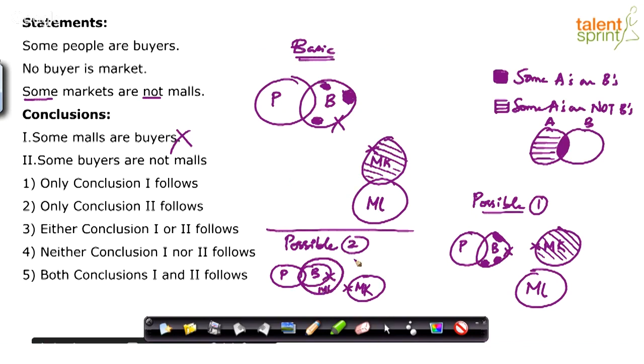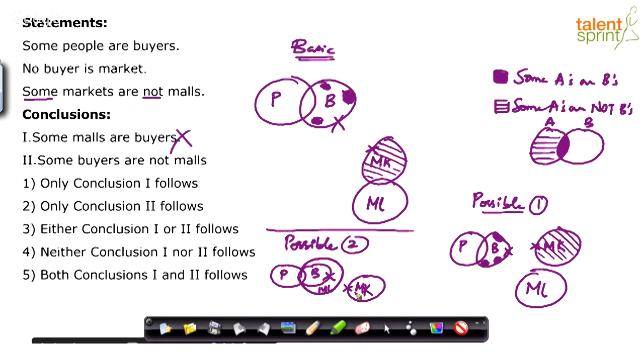See, the point is, what did we do in possible diagram 1? We have not overlapped malls with markets. And we have understood that "some markets are not malls" is satisfied here. Yes or no? In possible diagram 1, when you do not overlap markets and malls, you find that yes, some markets are not malls is correct. Now, instead of drawing malls here, I am overlapping with buyers fully. I can draw malls like this. Even then the statements have been followed, right? No statement has been violated.